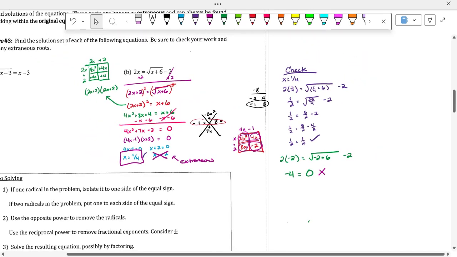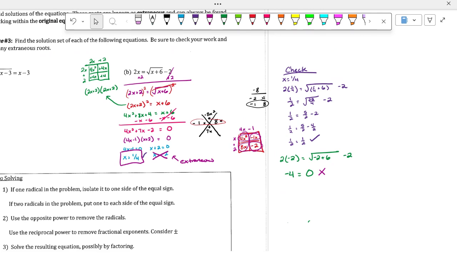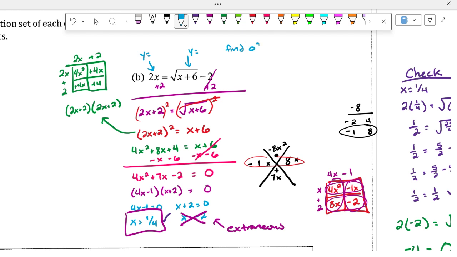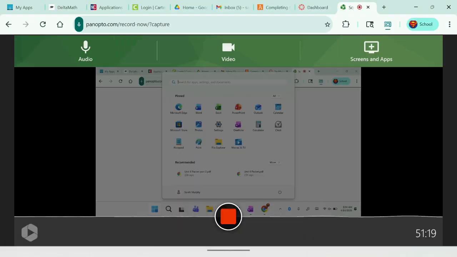Now, guys, let's be honest here. If this was the test and you didn't remember this step, what can you do? What is always your friend? Desmos. The way you can put this into Desmos is set this side as y equals, set this side as y equals, and find the point of intersection. Do I still think you should at least try it by hand? Yes. But if you're desperate, Desmos.